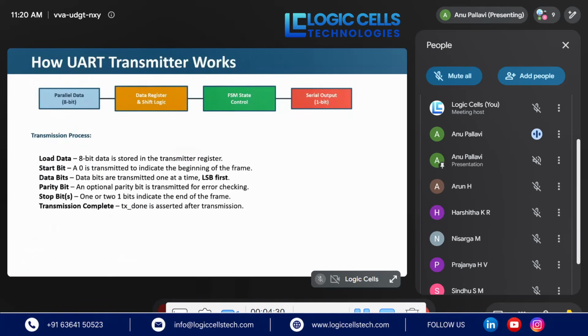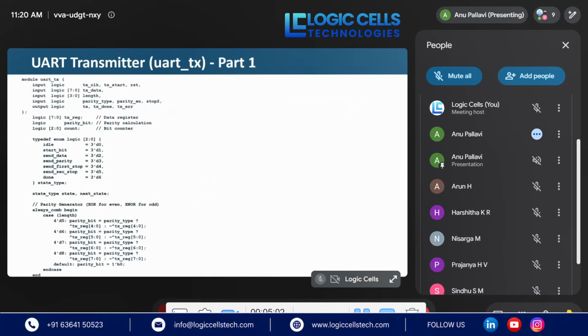In the transmitter, first the parallel data is stored into the data register, and then the FSM controls the transmission process. Then the start bit, which is 0, is transmitted. Then the data bits are transmitted one by one, starting from the LSB. If the parity is enabled, the parity bit is transmitted. After that, one stop bit or two stop bits are transmitted. Then TX done is asserted to indicate the transmission is completed.